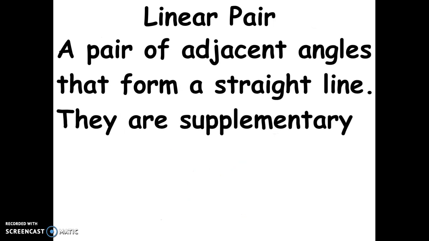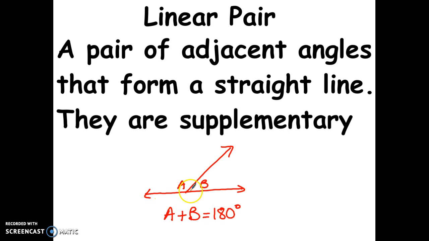A linear pair is a pair of adjacent angles that form a straight line. They are supplementary. So this is going to look a lot like the visual that was drawn for supplementary angles because it is exactly the same. Supplementary angles are also linear pairs, okay? So we have this straight line here. This is a 180-degree angle. We call these two angles linear pairs. They are beside each other. They are adjacent. They are supplementary. So again, A plus B would equal 180 degrees because together they form this straight line.